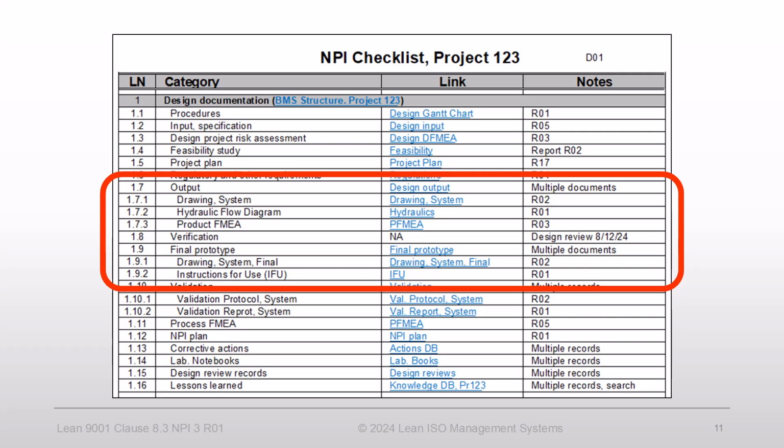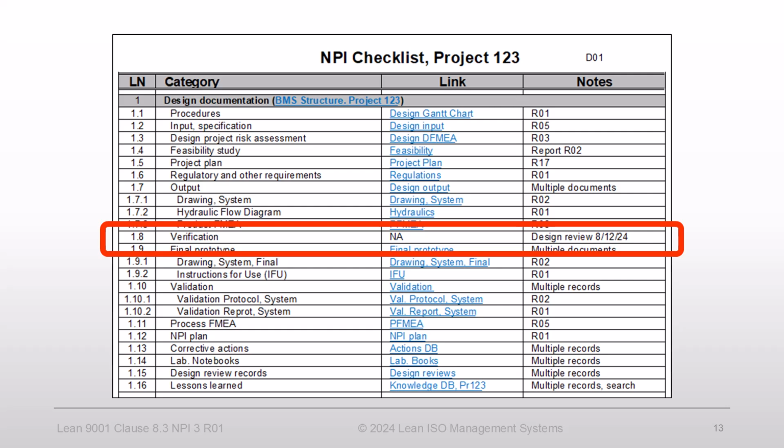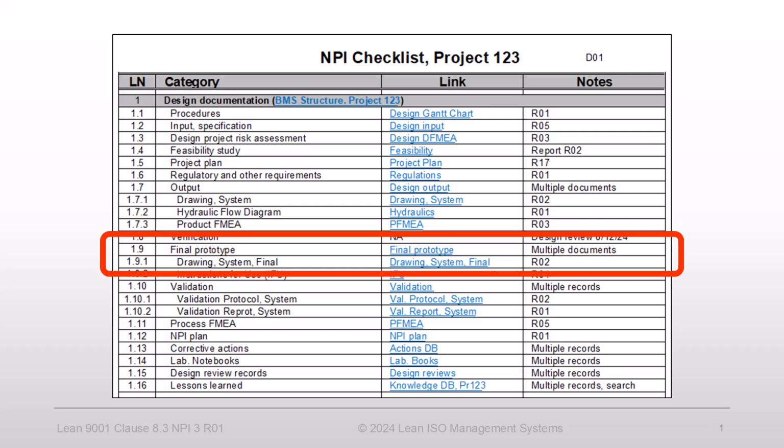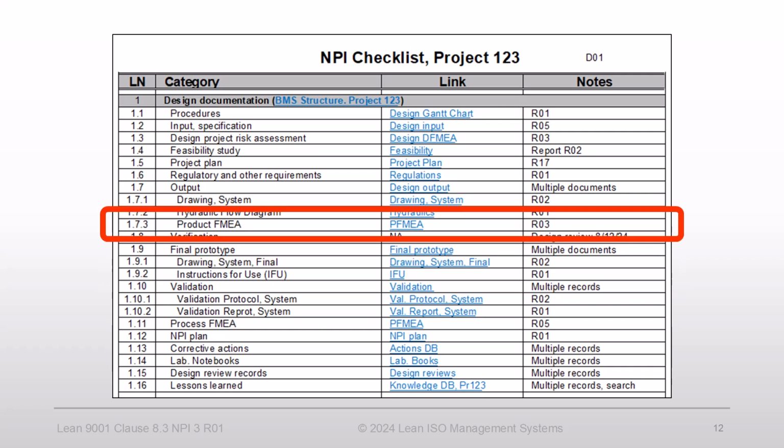Returning to the output section in the checklist, we find the evidence needed for the design output. Product documentation, including drawings. A product FMEA. Evidence of verification if applicable. Prototype documentation. Instructions for use, IFU, and others. I have a couple of comments on this list. In the product FMEA, we must demonstrate that the risks associated with product performance and user safety are well understood and manageable.